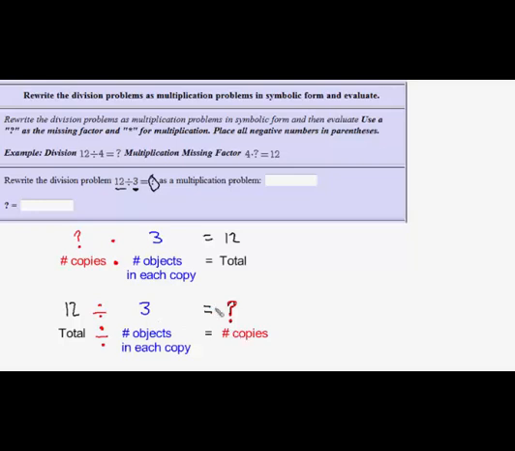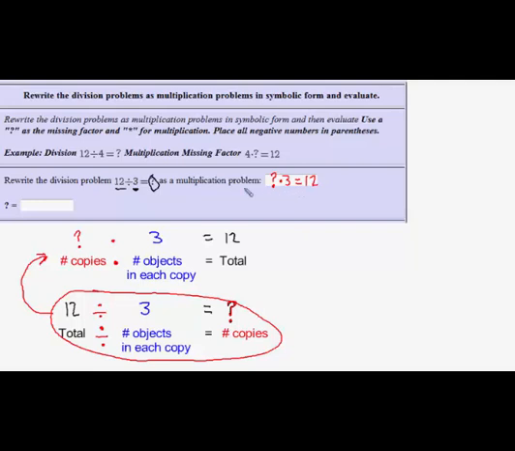So the first thing you need to do is take what was given, which is this statement, and rewrite it as a multiplication statement. So think of this as we have a total of 12 things. How many copies of 3 does it take to make up 12? How many 3's are there in 12? So you would rewrite that as how many copies, question mark, of 3 things, so times 3, would it take so that if you took that number of copies times the number of things in each copy, you would get a total of 12 things.